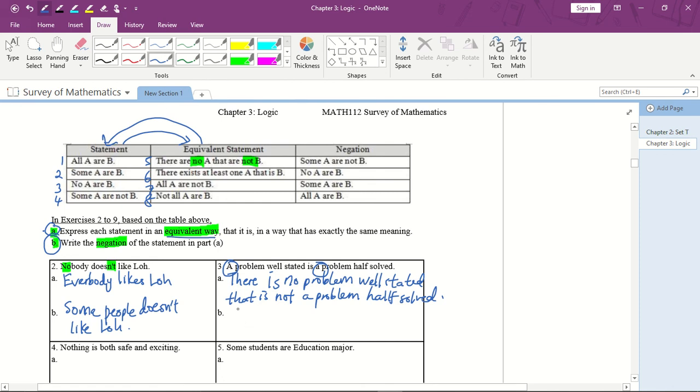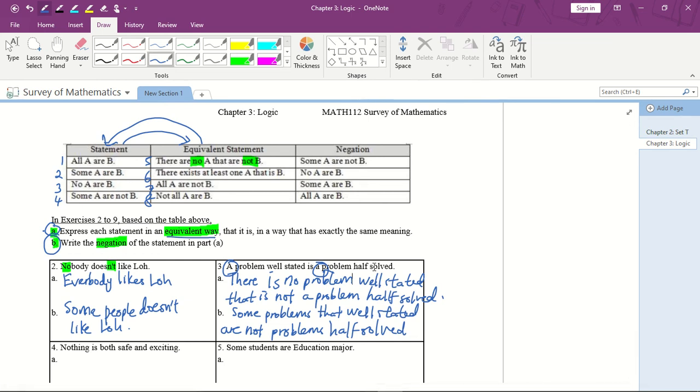So here we write it as: some problems well stated are not problems half solved. Or some problems well stated are not problems that are half solved. Okay, so you can just put half solved, not problem half solved. Here it might require some grammatical skills for you to adjust the grammar.